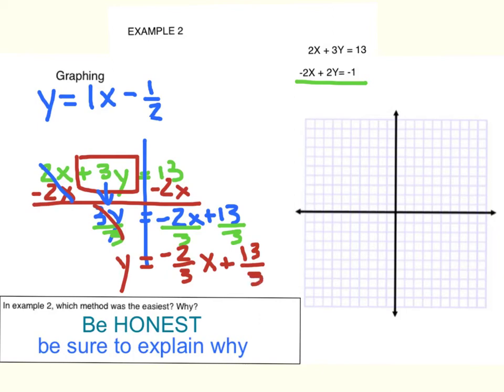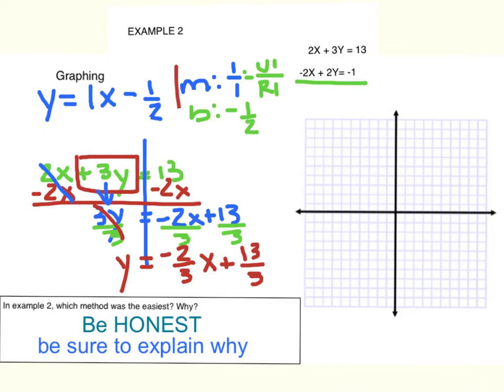Let's go ahead and identify what our slopes and y-intercepts are. The slope here for the first one is 1 over 1, which would mean that we're going to go up 1 and to the right 1. The y-intercept for the first one is negative 1/2.